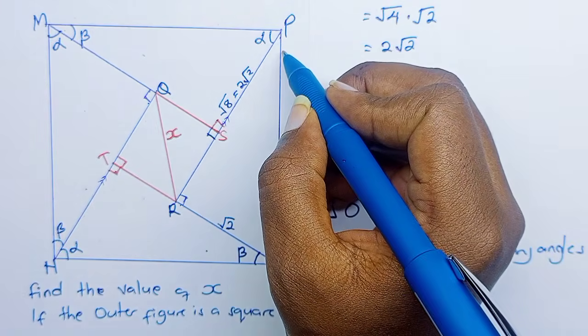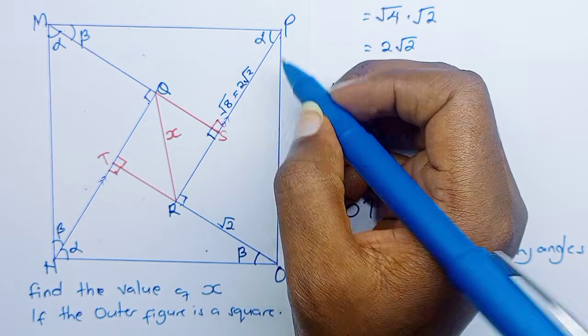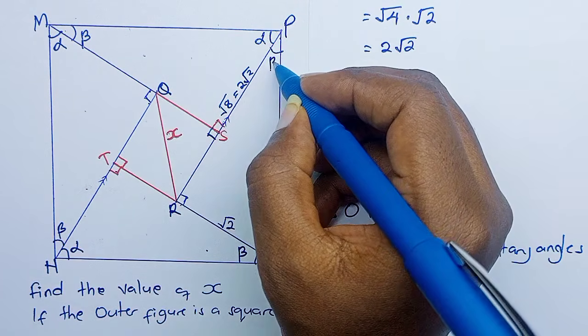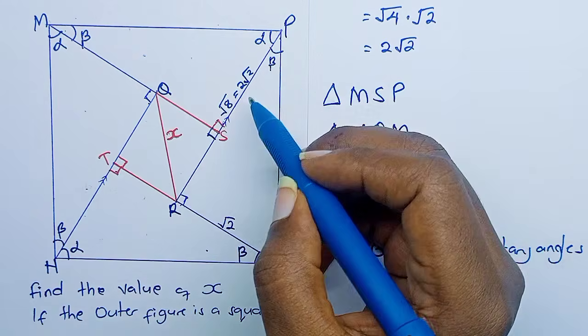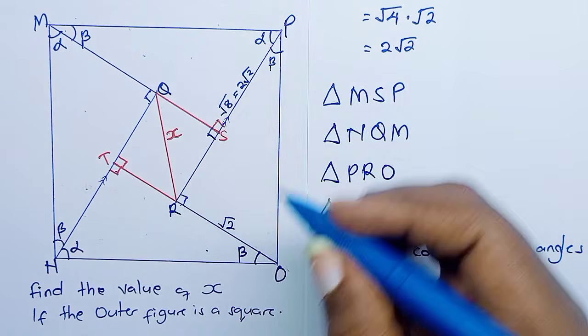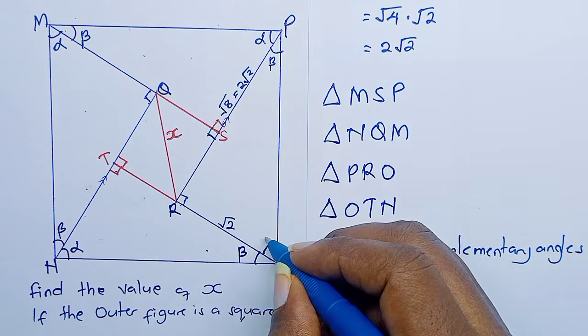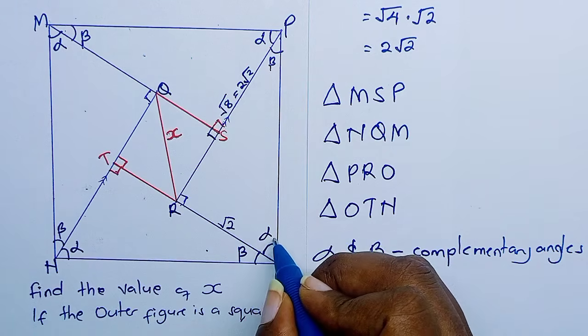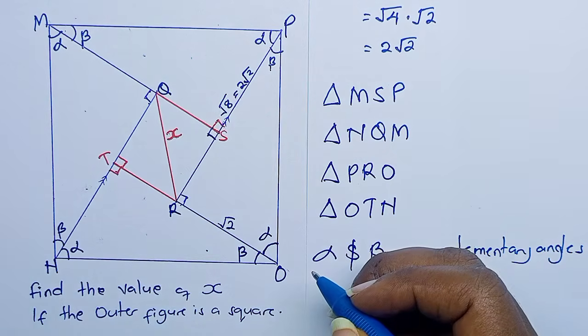And this angle here is 90 degrees. So if this is alpha, then this here will be beta. And we know that this is 90. So if this is beta, this angle will be alpha. Even without that, we know that this is 90 degrees. So if this is beta, this will be alpha.